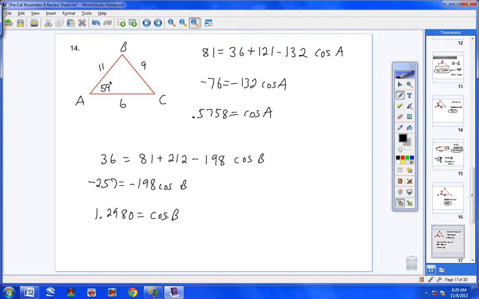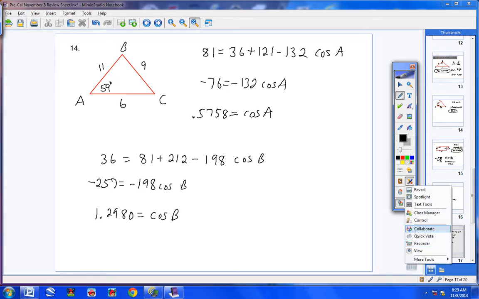Now, we're looking for an angle, so second cosine of that decimal number. And let's see what we get here. We are going to get, and let's see where I messed up here. I know that's not correct. All right, let's see.